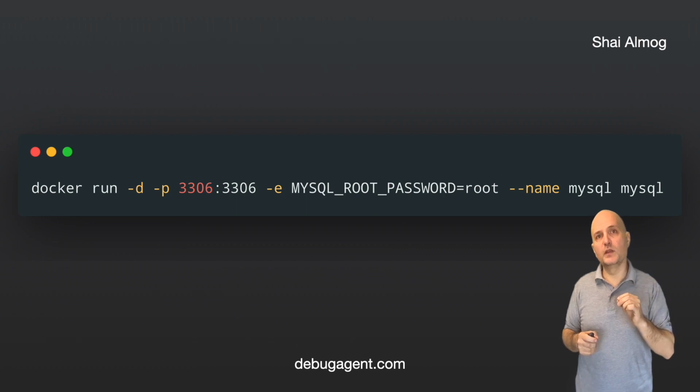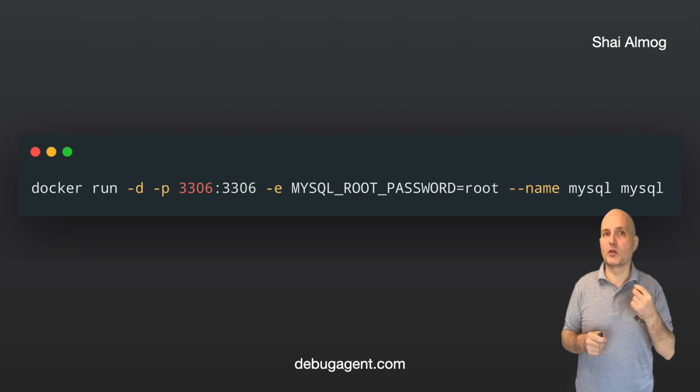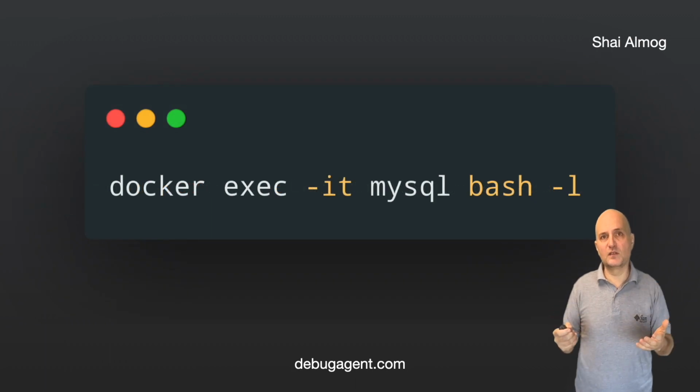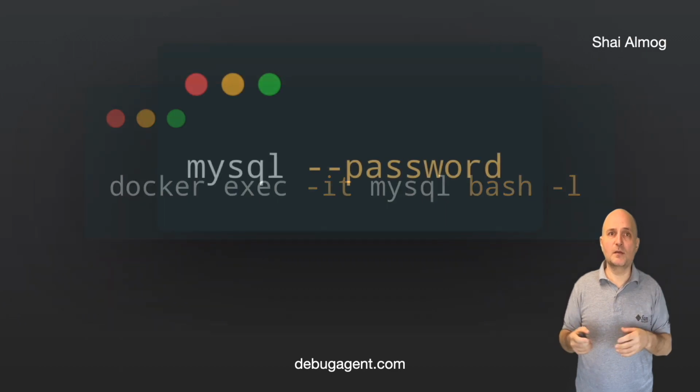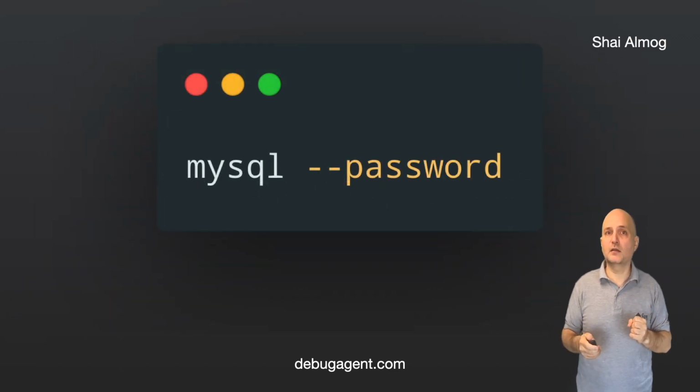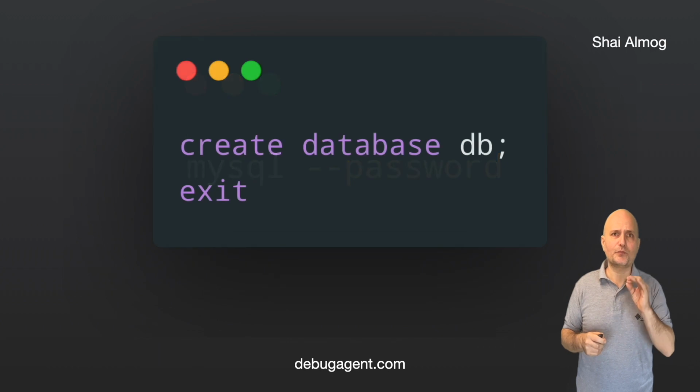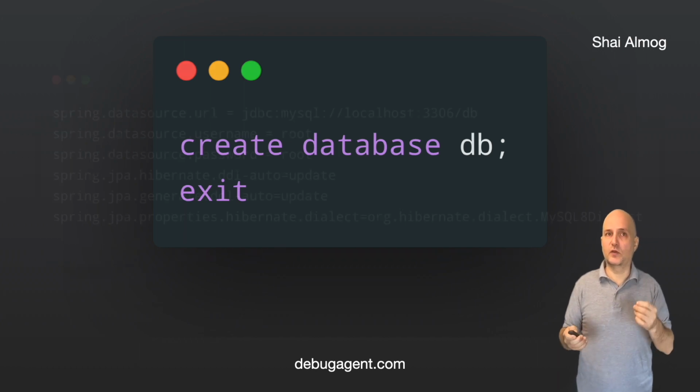To run this, we need a local instance of MySQL. This is something you can run locally or simply use this Docker command to do it. Once you do that, you will need to log into the MySQL server and create a database. I used this command to log into the Docker command prompt, and once I was there, I used the MySQL command line. The password is root. Then I just created the database named DB and exited. We can now connect to the database.